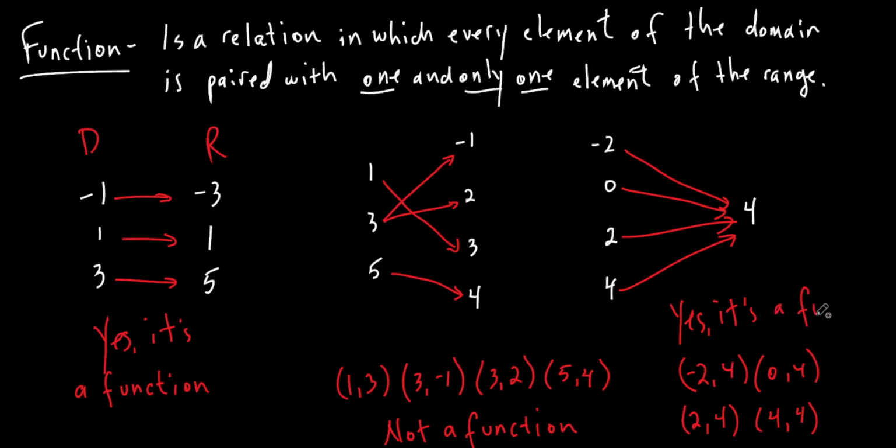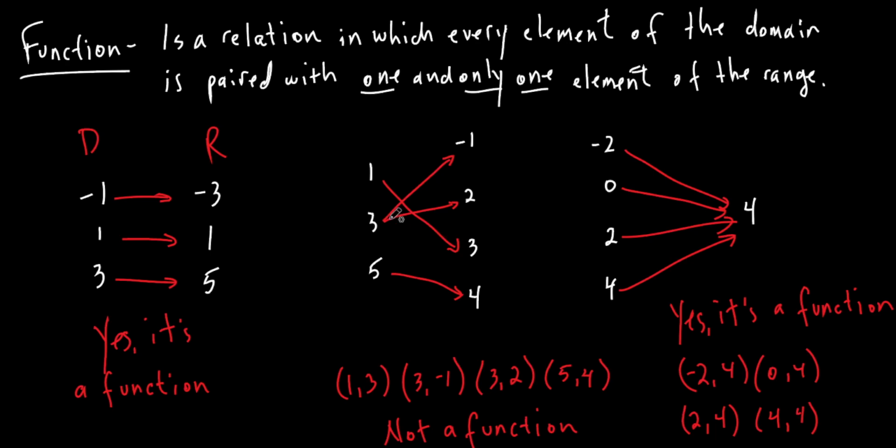So that's the one that messes people up a little bit. You think that they all go to one thing, but that's okay. That can still be a function because the negative 2 doesn't go to two different things. You follow me on that? The 0 doesn't go to two different things. The 2, the 4 does not go to two different things.